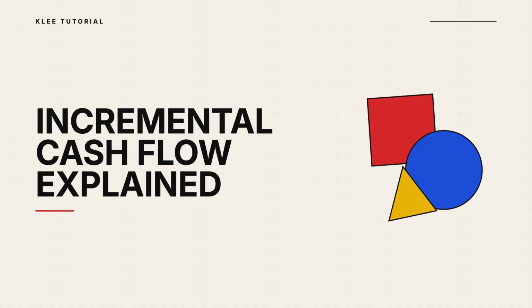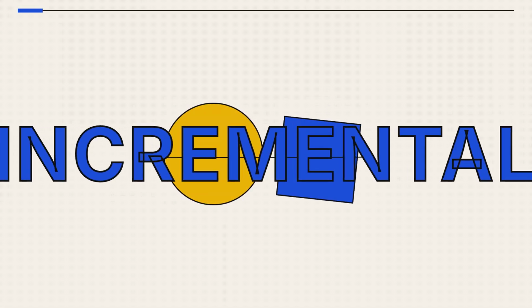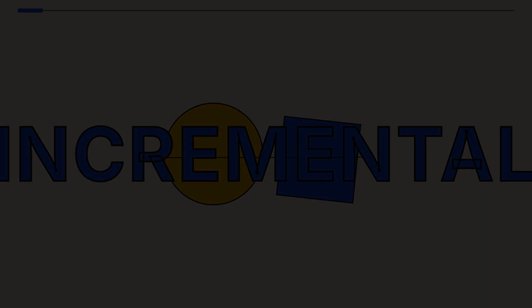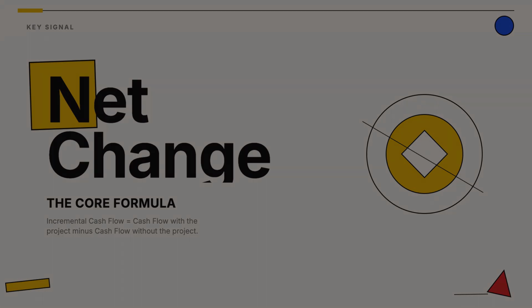Incremental cash flow is the additional money a company expects to gain or lose from a specific project or business decision. In finance, we focus on the word incremental because it measures the change caused by a single choice, not the whole business. To calculate it, simply compare the company's future cash flow with the new project against what it would be without that project.